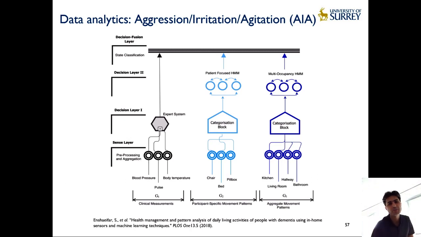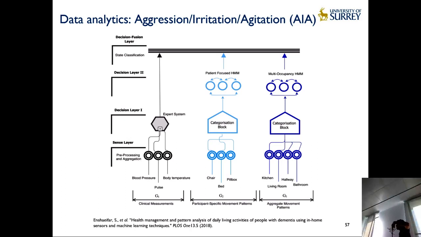body temperature, blood pressure and pulse, because if people's blood pressure increases, their pulse increases, which could also have some relation. And there is a layer which then combines all this data and generates an alert to say if there is a risk of agitation. And the Markov models, obviously, you need some sample data, you need some labels.